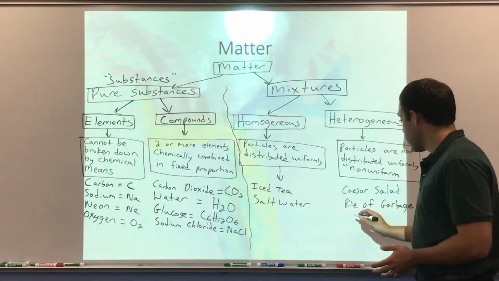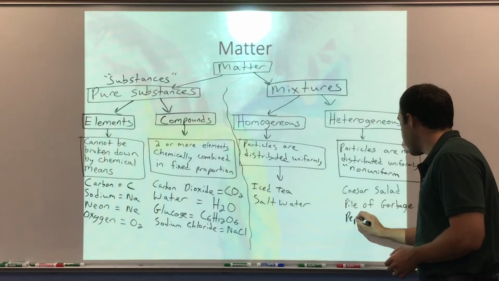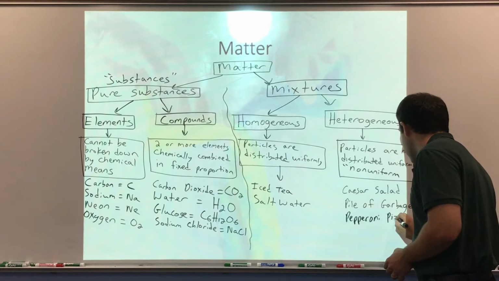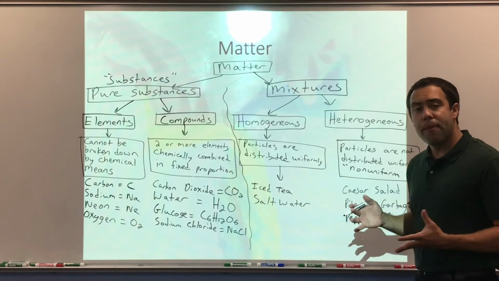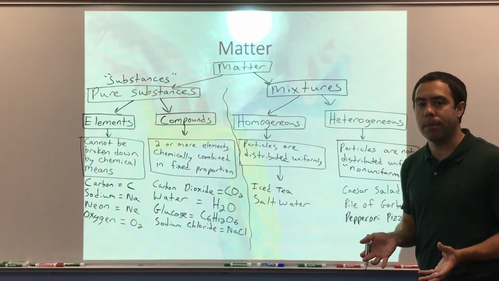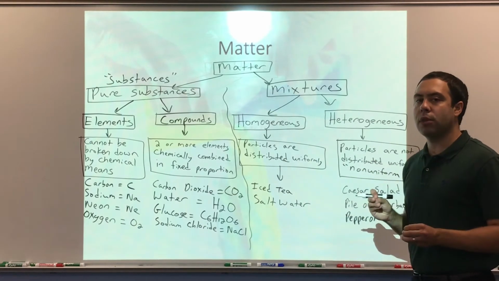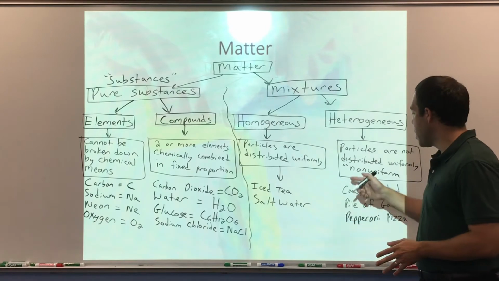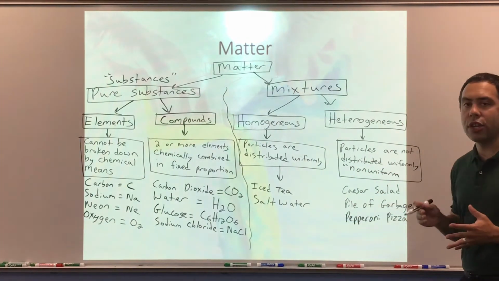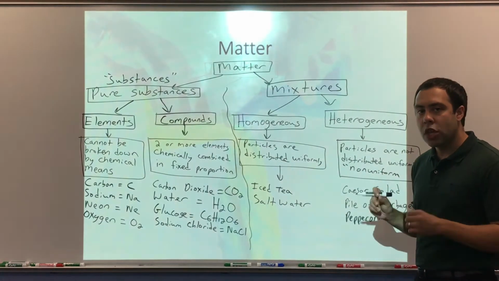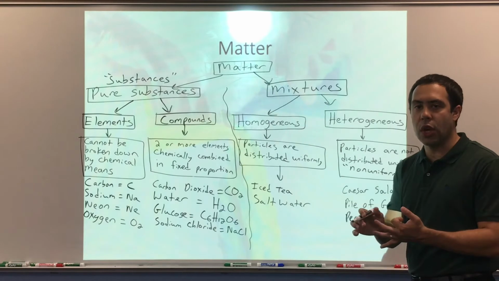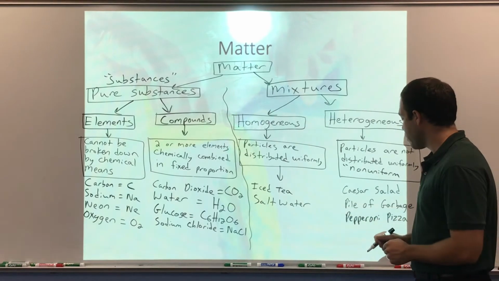Or a pepperoni pizza. If you have a pepperoni pizza, you have the dough, the sauce, the cheese, the pepperoni. You can individually pull off those components and separate them. They're big enough you can see them, and obviously it's non-uniform. You look at a pepperoni pizza, you don't just see one thing, you see the individual components. Once again, the cheese, the sauce, the dough, etc.